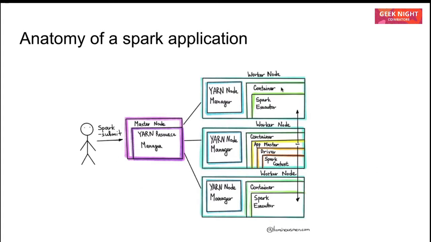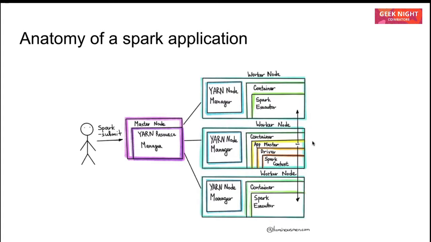This particular anatomy is talked with Yarn as a resource manager. So the master node has the Yarn resource manager, and Spark's master node is working with multiple worker nodes to get the job done. The very first thing that the master node does immediately after it receives the Spark submit is to create an application master in the worker node. So that is the second worker node.